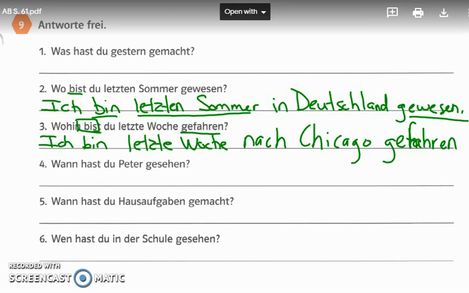Number 4, wann hast du Peter gesehen? So I noticed that gesehen goes with the helping verb of hat. So I would start out with ich habe Peter. Oh, wait, hang on, I forgot I have to add a time statement in third position. Ich habe gestern Peter gesehen.